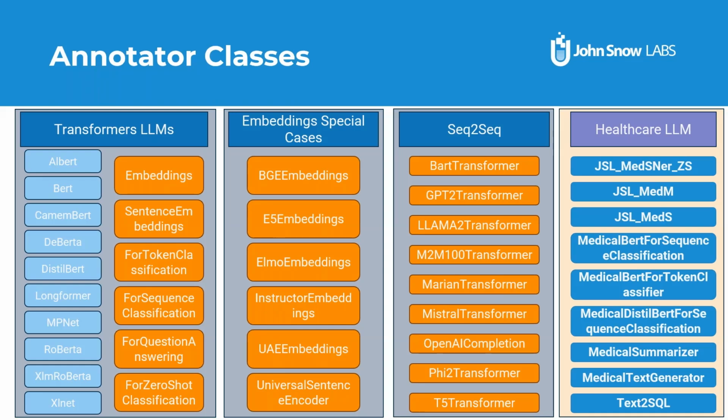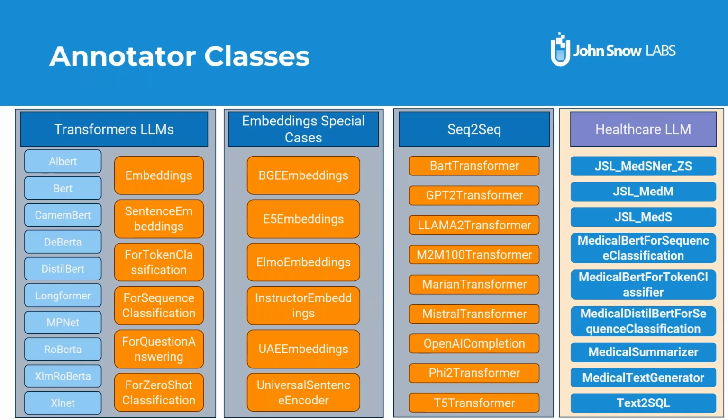And then we have special cases for working with embeddings. So new models were designed specifically to create better representation of words or sentences, and we have a few of them also implemented in our library. So we have BGE models, E5, Elmo, Instructor, UAE, and Universal Sentence Encoder. So those special types of embedding models can create very good representation of tokens or sentences, and you can just add them to your pipeline as other embedding models.